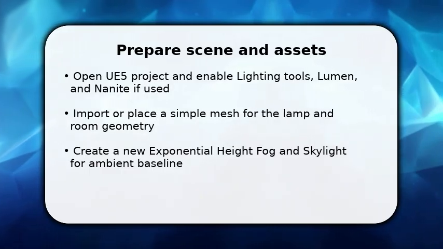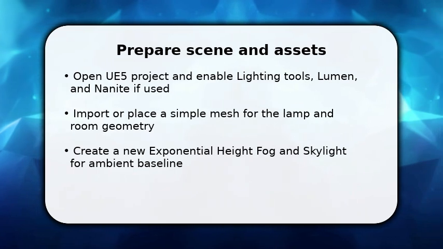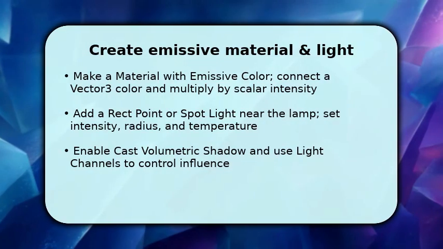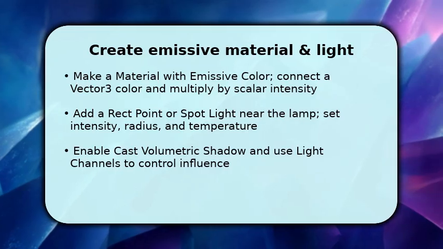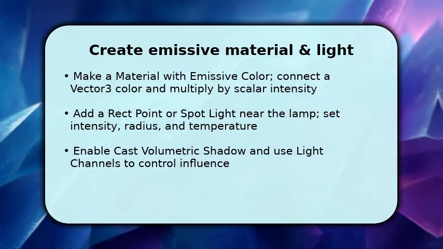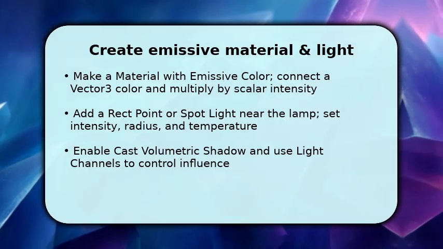Make sure geometry is properly moved and scaled before adding emissive materials and light actors. Now build the emissive material. Plug an emissive color into the material's emissive output and expose an intensity scaler so you can tweak brightness in real time. Apply that material to the lamp bulb mesh.